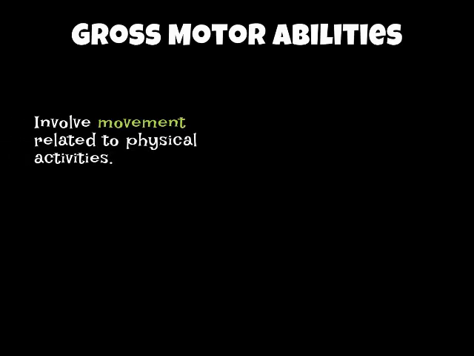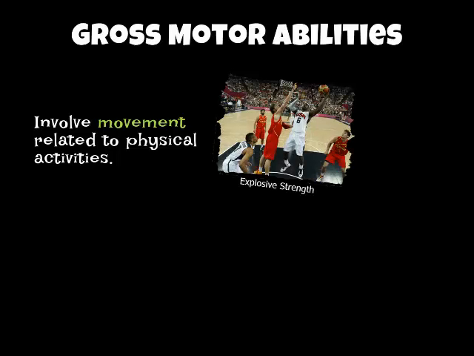Okay, if we start with gross motor abilities, essentially these are abilities that involve movement relating to any physical activity, and usually a large muscle movement, such as explosive strength. So if you were jumping upwards to slam dunk a basketball, that is using explosive strength for the legs.